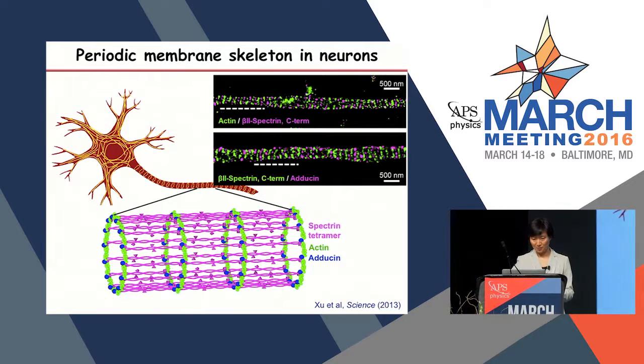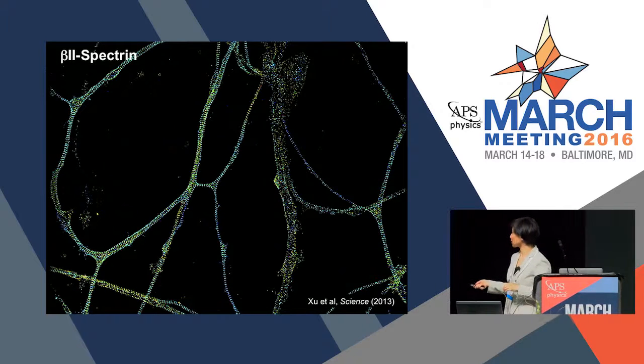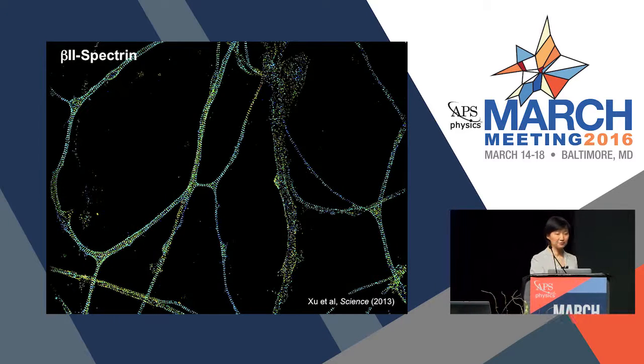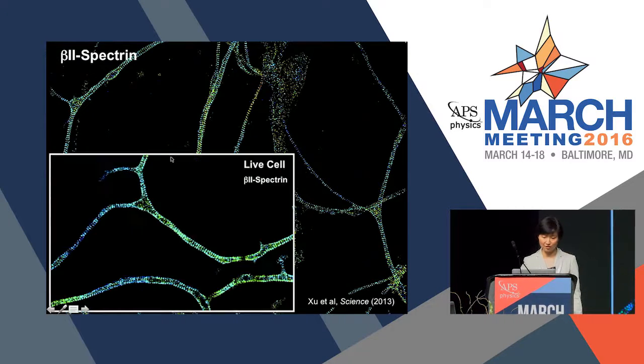So I will skip this part, and then just to show you that this is a very prevalent structure. This is an entire field of view. Other than this middle process, which is a dendrite, every single axon in the field of view has this periodic structure. And it's not only that you can image it in fixed tissue, you can also see it in live cells. And these are live neurons. You can see this periodic structure.